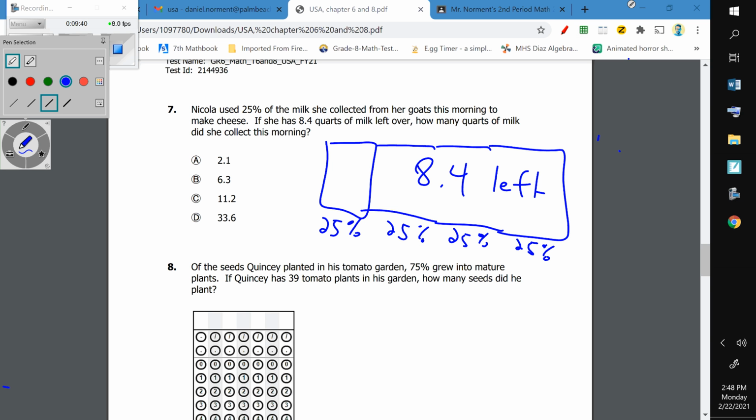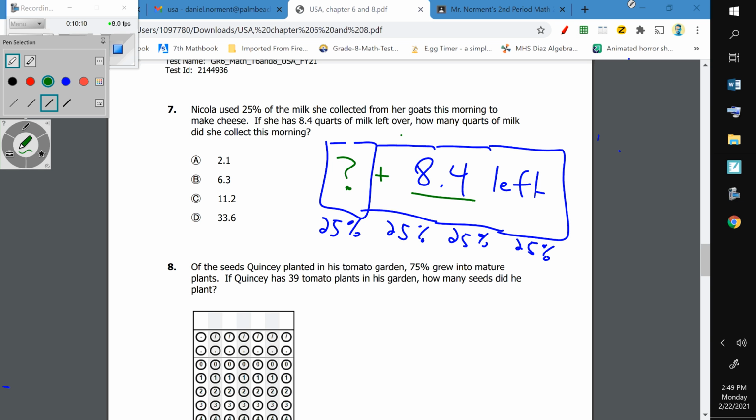Then I think you need to find out this. How many quarts of milk did she collect? No, I'm wrong. You need to find this out. How much did she use? And then you're going to add that to this number, and that's how much she collected total.